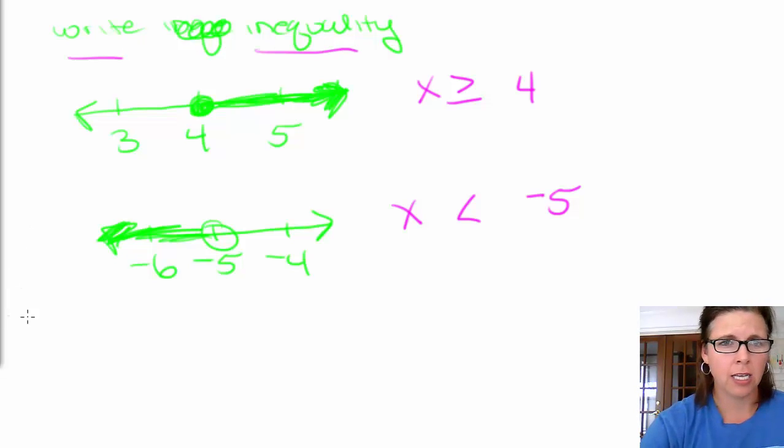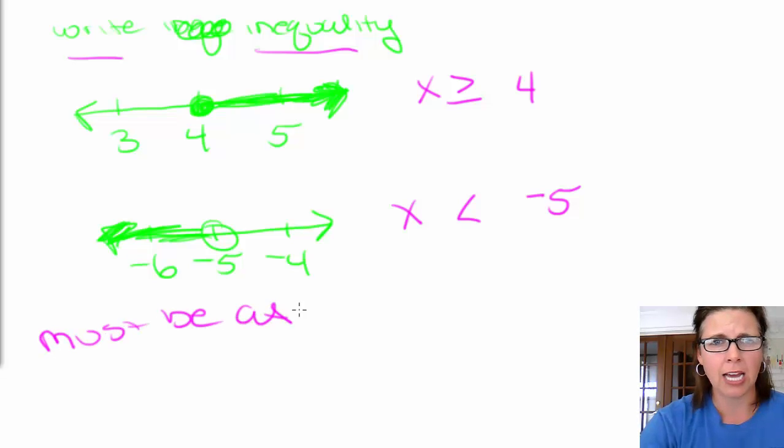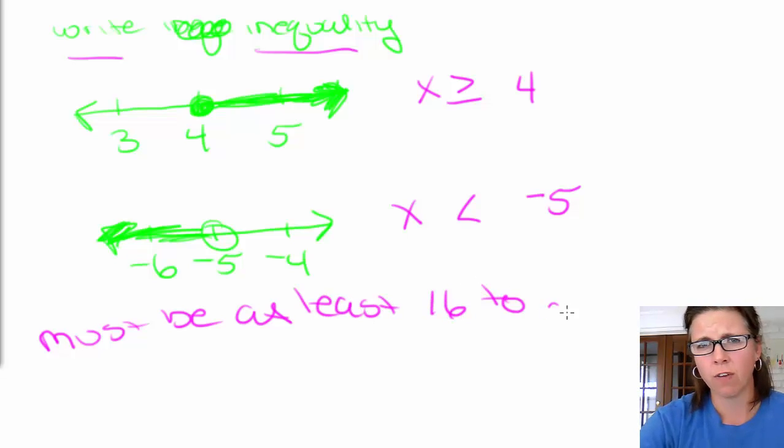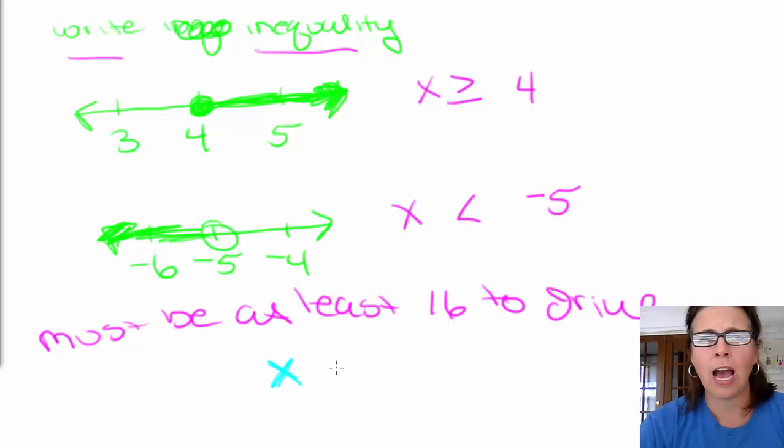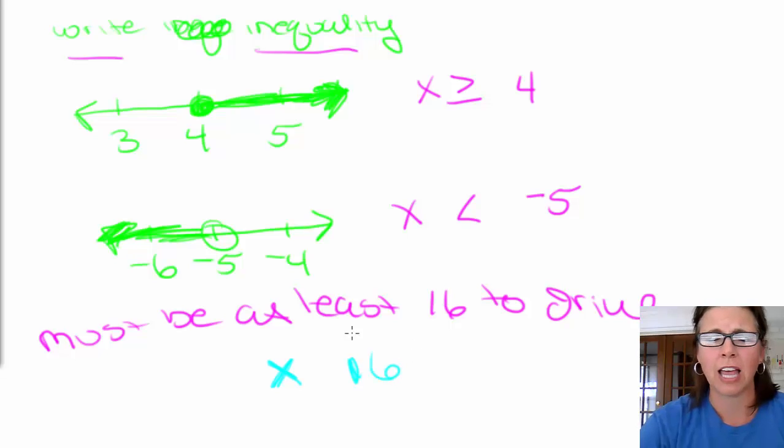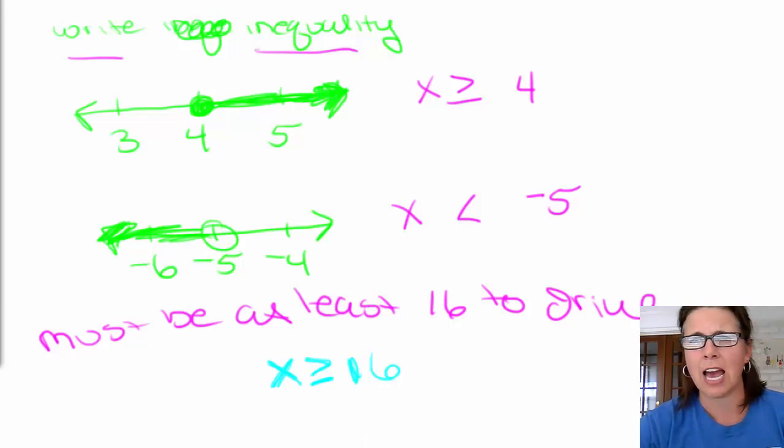But write an inequality for the words must be at least 16 to drive. So if I said you have to be at least 16 to drive, how would you write that as an inequality? Sometimes people get confused on these. Okay, so think about it. Can you be older than 16 to drive? Okay, you have to be at least 16 to drive. Can you be less than 16? It depends on if you live on a farm and stuff like that. But in this situation, you have to be at least 16. So you can be greater than or equal to 16 is how you would write that.